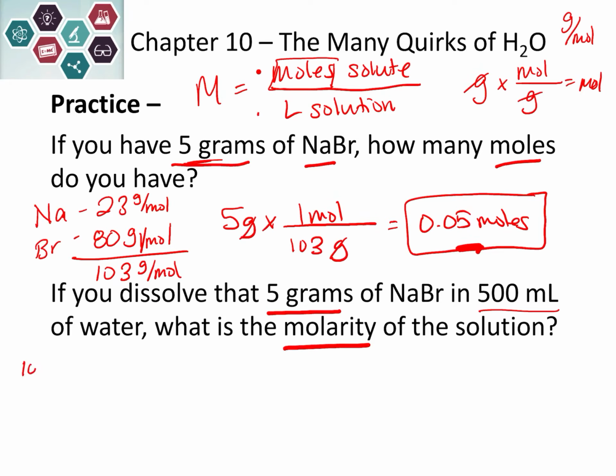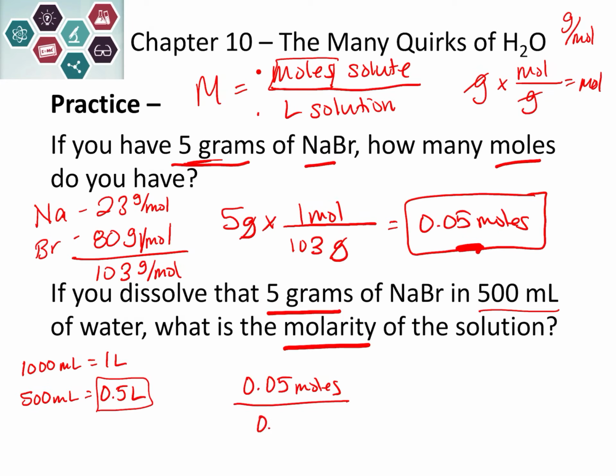What we need to remember here is that 1,000 milliliters is equal to 1 liter. So if you're given milliliters, you need to divide by 1,000. So that means 500 milliliters is equal to 0.5 liters. Now we've got our volume in liters and our quantity in moles for the solute. So we'll take the 0.05 moles divided by 0.5 liters, and that gives us 0.1 molar. The big M, which is the unit for molarity, we call that molar. So that's your answer for that problem.